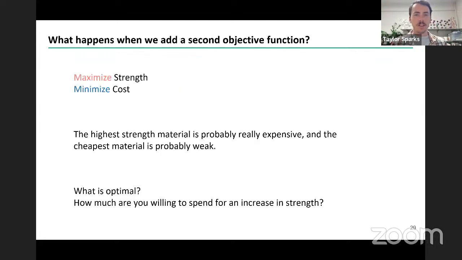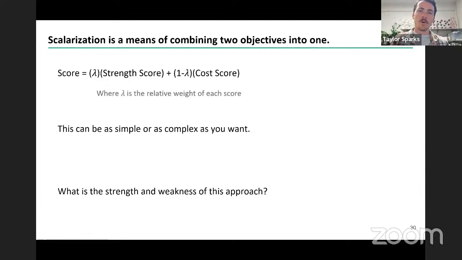Now, it gets a little bit trickier because we rarely have a single objective that we're trying to optimize against. We usually have multiple objectives. Let's go back to our bridge material example. We, yes, want to maximize strength, but not at any cost. We want to minimize cost and maximize strength. So how do we combine these? In other words, another way of asking this optimization problem is, how much are you willing to spend for an increase in strength? This gets a little bit tricky, and there's different ways to do it.